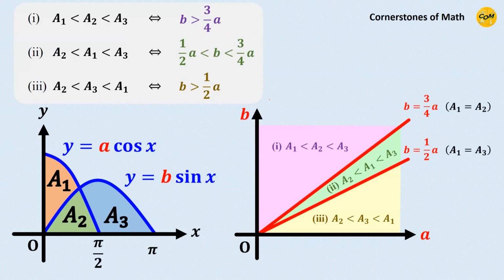To summarize, the regions obtained in the 3 cases, which are these, are indicated in this figure. So these are the 3 regions, and the 2 boundaries, which are lines b equals 3 over 4 a and b equals 1 over 2a, are equivalent to the conditions A1 equals A2 and A1 equals A3 respectively. And that was all for today's video.